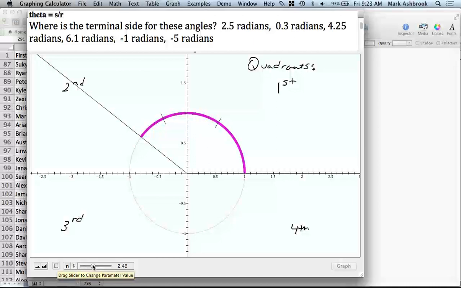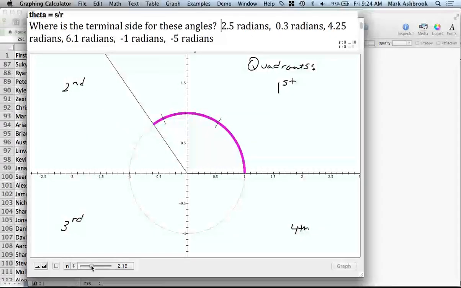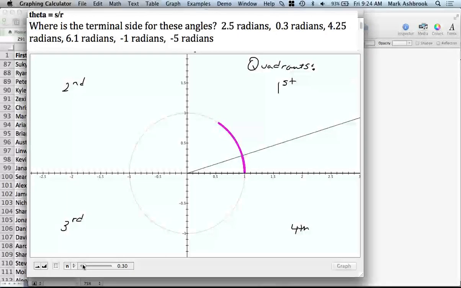0.3. Where's 0.3 radians going to be? First quadrant. Beginning, middle, or end? Towards the beginning. Okay? So this much right here is 1/3 of a radius, or 0.3 of a radius length. So that's 0.3 radians. All right, what about -1?